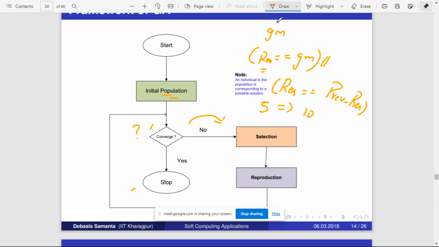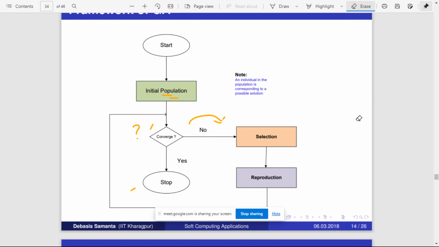Right? So convergence takes two forms. Either you keep a threshold value and say that until this threshold value is reached, I will keep on iterating. Or otherwise you compare the previous output and the current output. If the previous output and the current output are the same, then you can stop, because the algorithm is not going to improve further. Are you getting it? So these are some of the ways to converge.